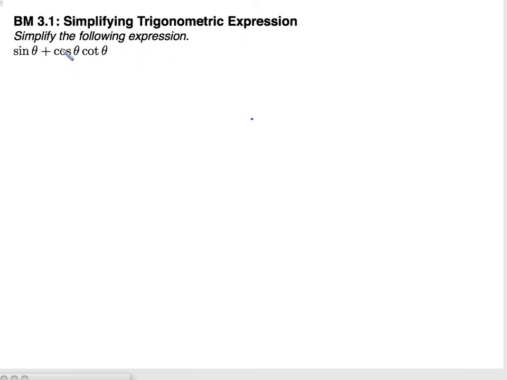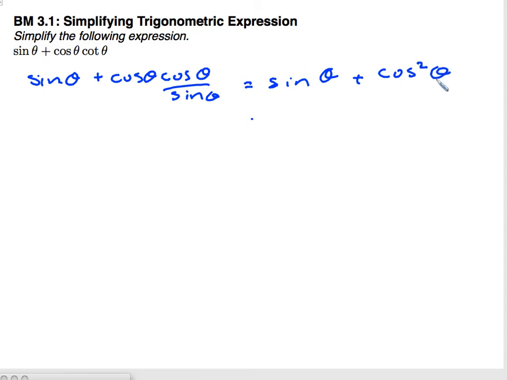Our first question here asks us to simplify the following expression: sine of theta plus cosine theta cotangent theta. Now here I have two terms, and I'm going to see if I can get those into one term by rewriting cotangent. So I have the sine of theta plus the cosine of theta, and cotangent, using the quotient identity, is cosine theta over sine of theta. And cosine of theta times cosine over sine would be sine of theta plus cosine squared theta over sine theta.